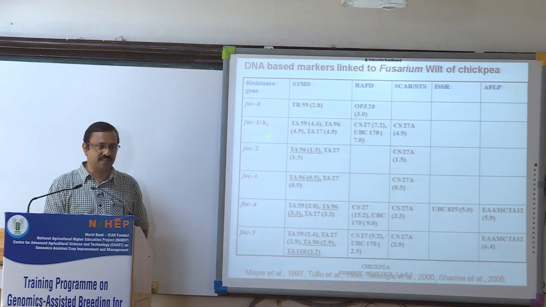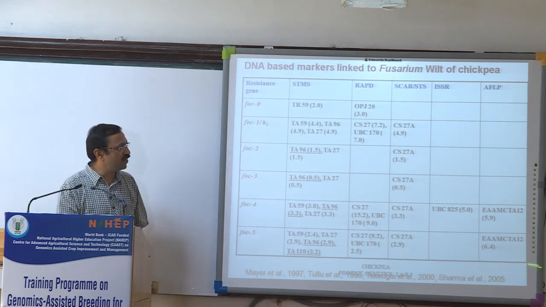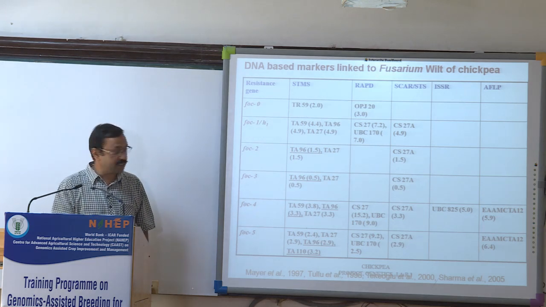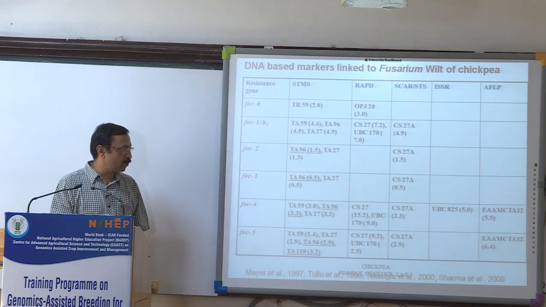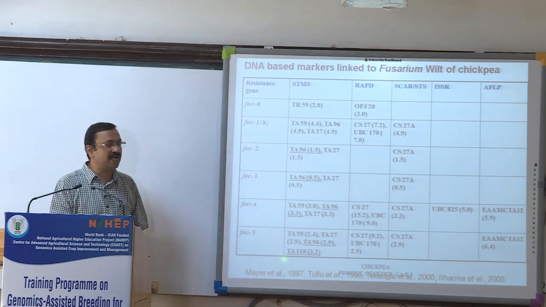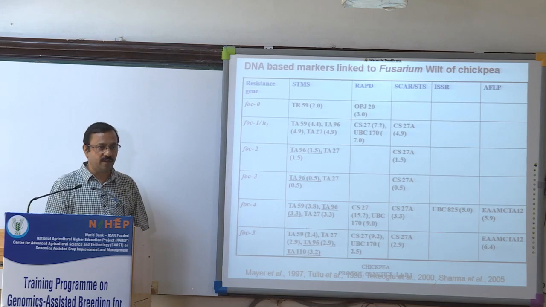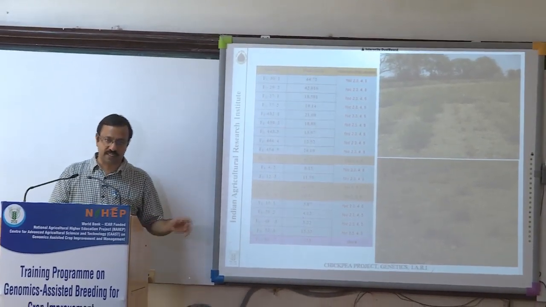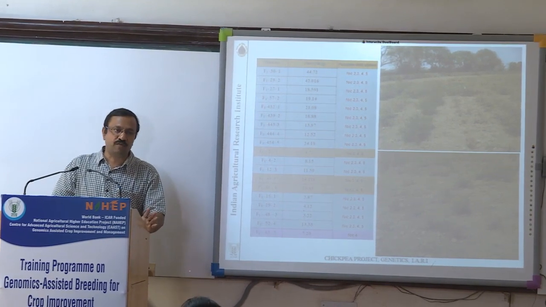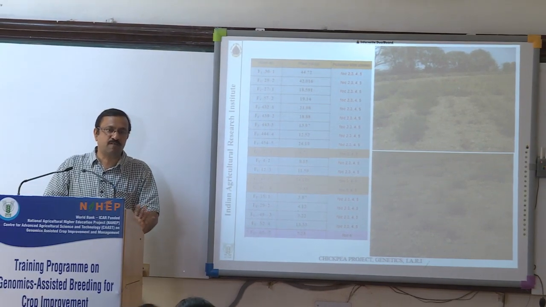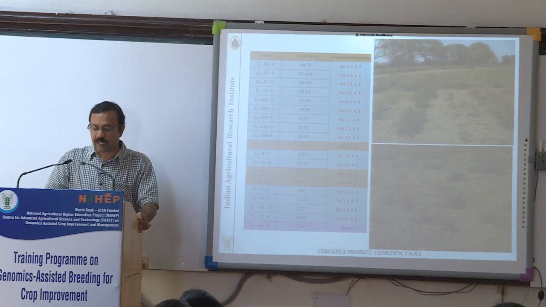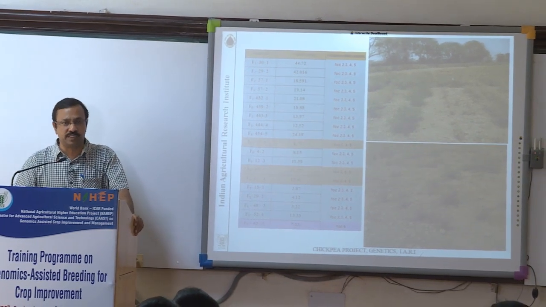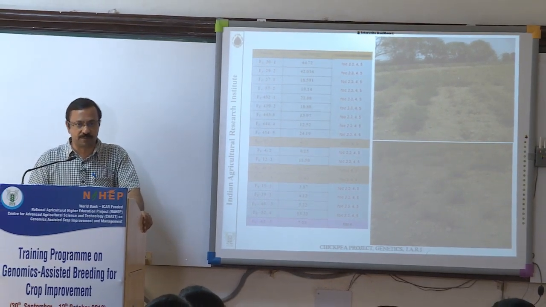That means we have the resistant genes where different workers, for example Mayer or Tulu, have identified different markers, right? Now what we were trying to do is validate a set of these markers. I removed that slide. We could validate about 12 markers, and 5 are very robust, and we routinely use them in our breeding programs.